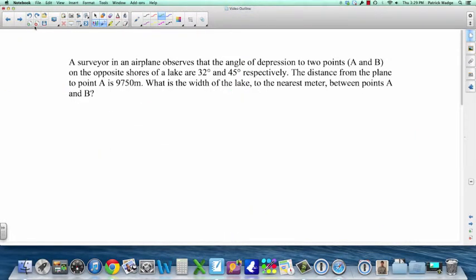Last one. A surveyor in an airplane observes that the angle of depression to 2 points, A and B, on the opposite shores of a lake are 32 and 45 degrees respectively. The distance from the plane to point A is 9,750. What's the width of the lake? Okay, first thing, angle of depression.